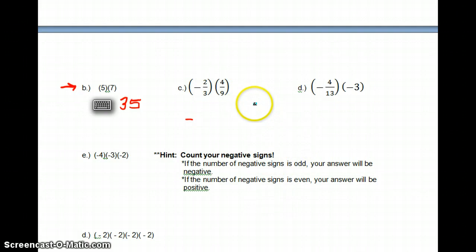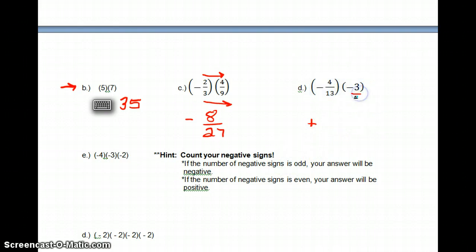And then from there, we can check for cross-canceling. Since we are multiplying two fractions, there is nothing that will cross-cancel. So from here, we can straight multiply. 2 times 4 is 8. 3 times 9 is 27. And our final answer is negative 8/27. Always check to see if your fraction can be simplified. Ours cannot.